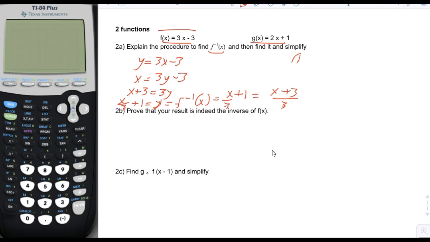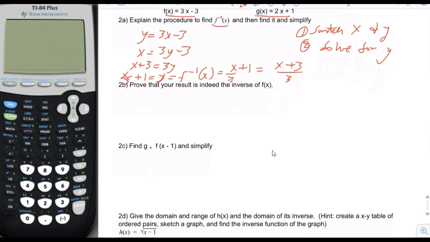So the procedure is, you switch x and y, and then you solve for y. That's the procedure to find f inverse of x. Now prove that your result is indeed the inverse. The way you prove that is you take the function and you composite it with the inverse function, and you show that that is equal to the original input. So what comes out is actually the input. And then you do the reverse direction and show that that is also x, and then you've proven it.